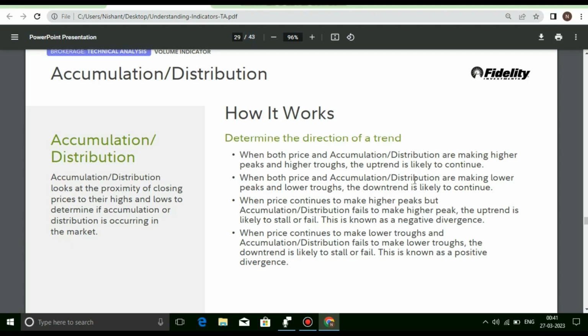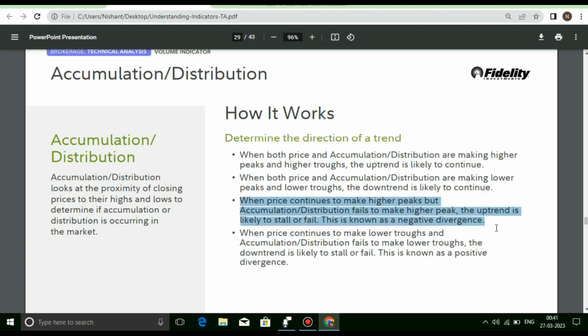Basically, divergence occurs when the accumulation distribution is making lower peaks and lower troughs, and the downtrend is likely to continue. Even if the price is making higher highs, the downtrend is going to come very soon. And when the price continues to make higher peaks but the accumulation distribution fails to make higher peaks, the uptrend is likely to stall or fail. This is known as negative divergence.